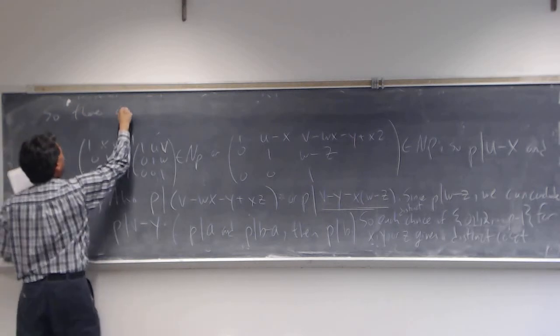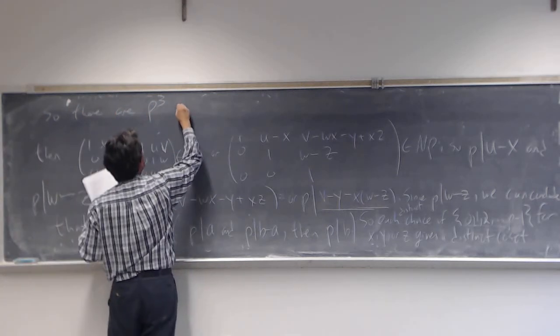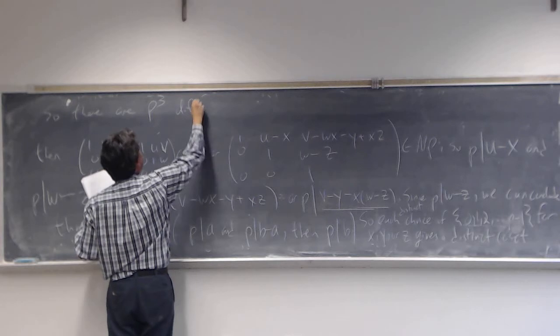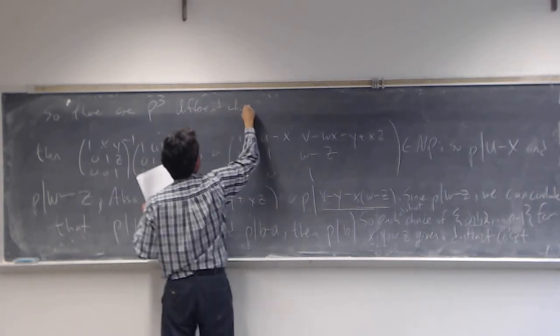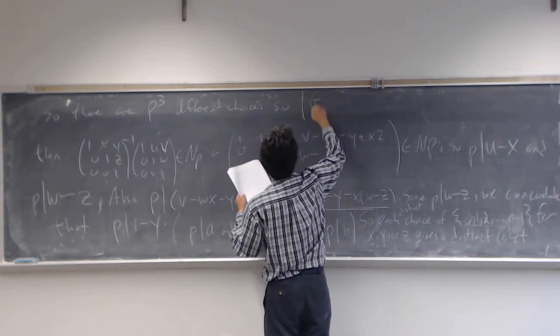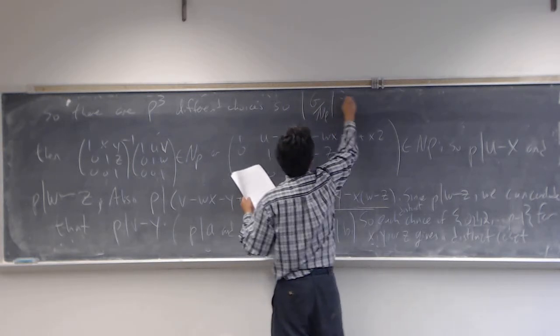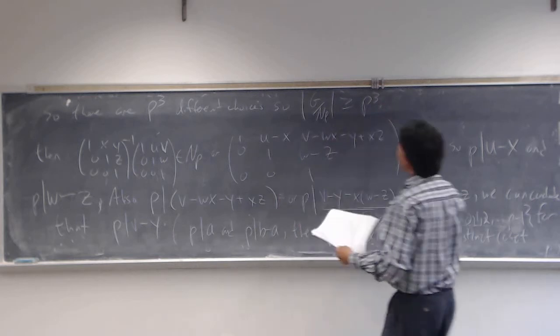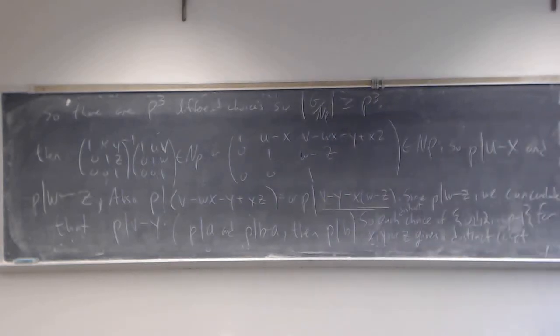So there are p cubed different choices. So how many different cosets do we have? Well, I think what I've shown is that it's at least p cubed. We have at least this many. But how can we show we have at most that many?